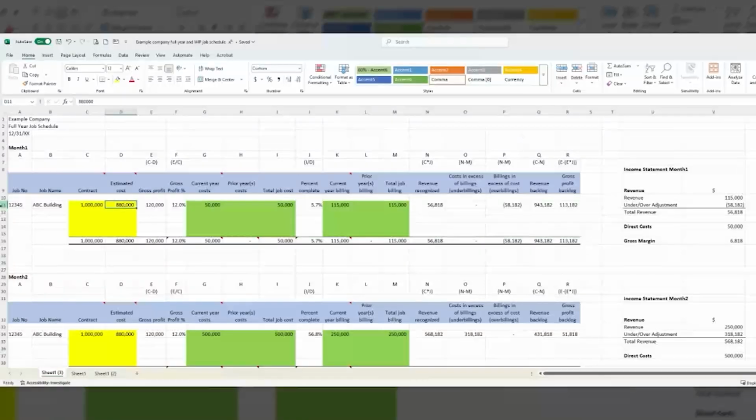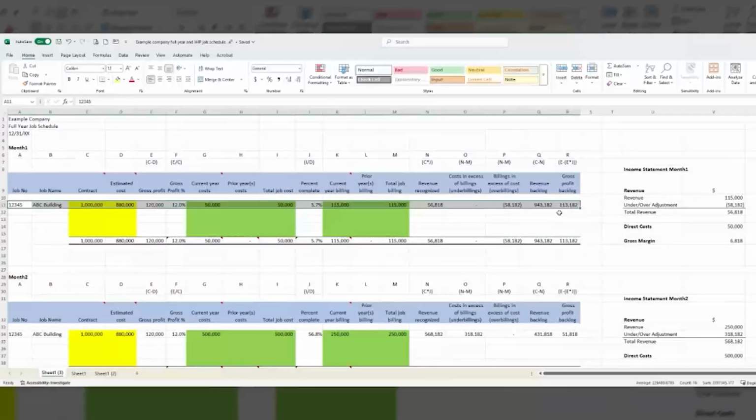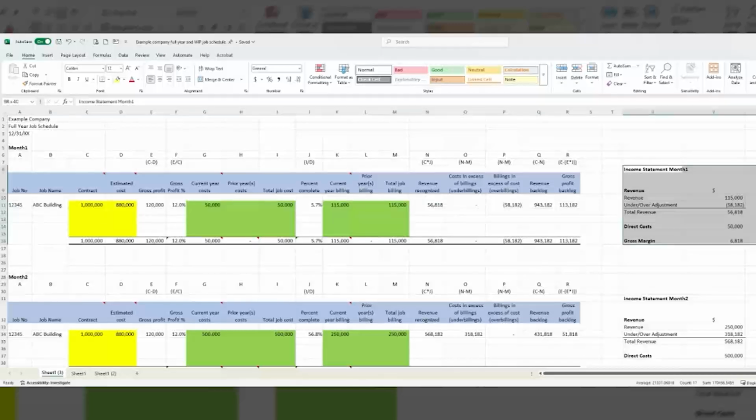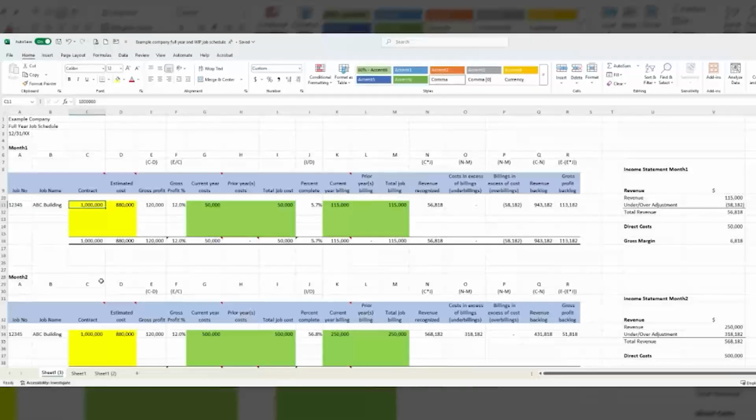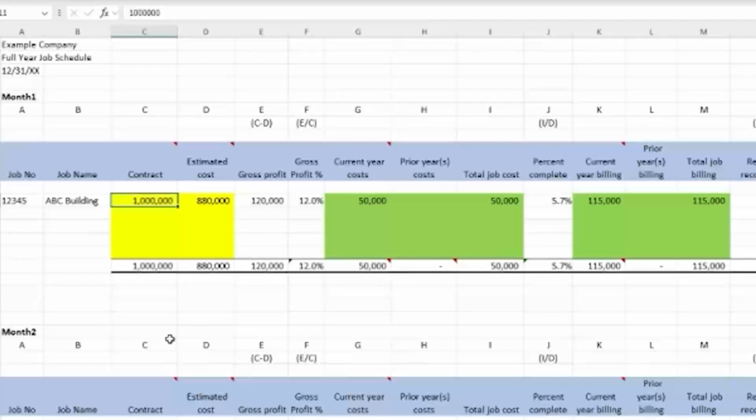Let's walk through a simple example using one job just to make it easy on a job schedule, and then show how, as the job progresses, that translates into the income statement and revenue, direct costs, and gross margin, and then show what happens if there's a change in the estimated cost or the estimated margin at the end of the job. So for this example, we've got a job, and we're only going to do one to make it simple because this can get away from you real quick.